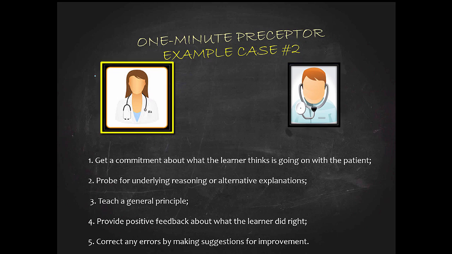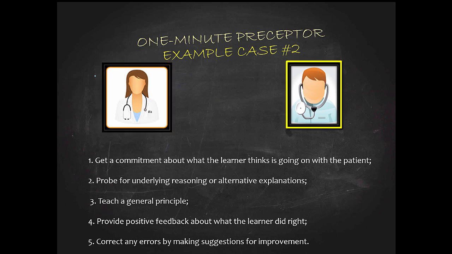To probe for supporting evidence, I might say something like, oh, okay, so what led you to that conclusion? Well, he has a history of repeated acute otitis media and currently has a fever and painful right ear. In addition, I believe his right ear is red and less mobile. What would you like to do for him?